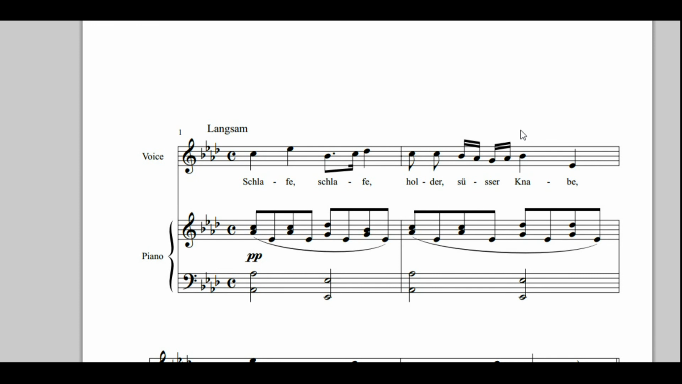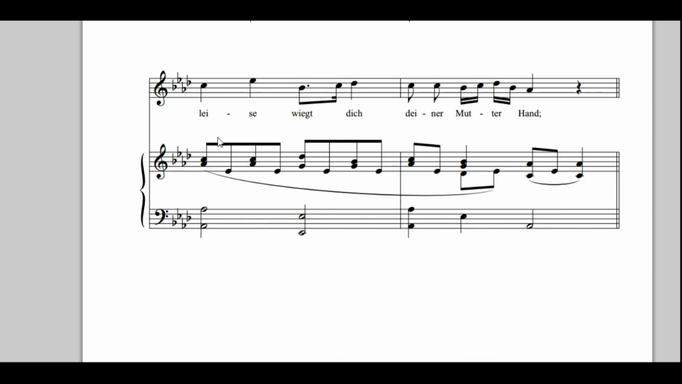Half cadence. Perfect authentic cadence.